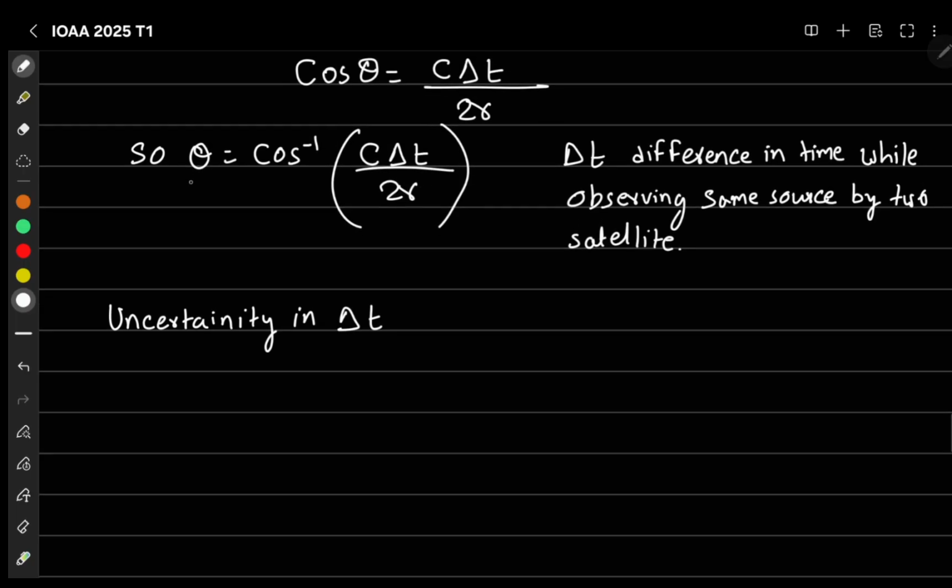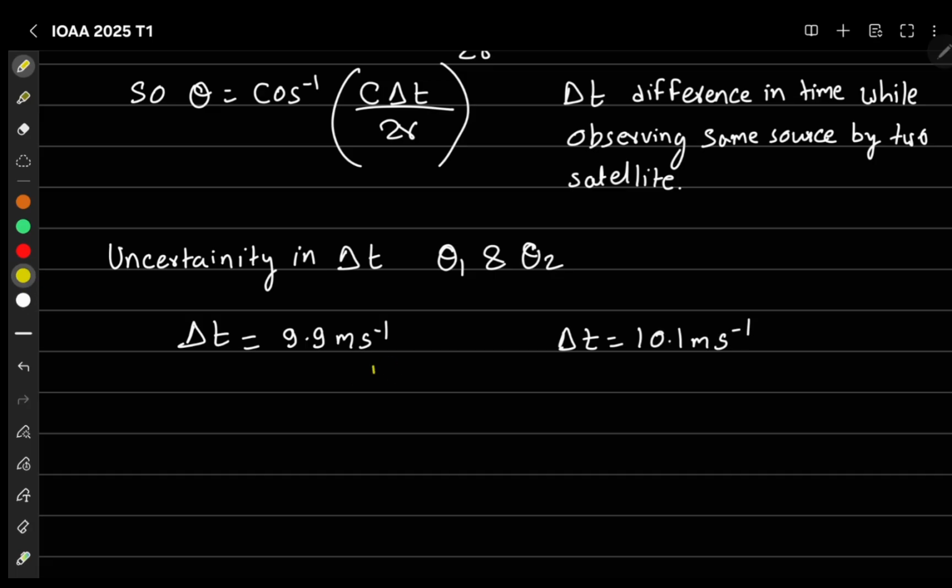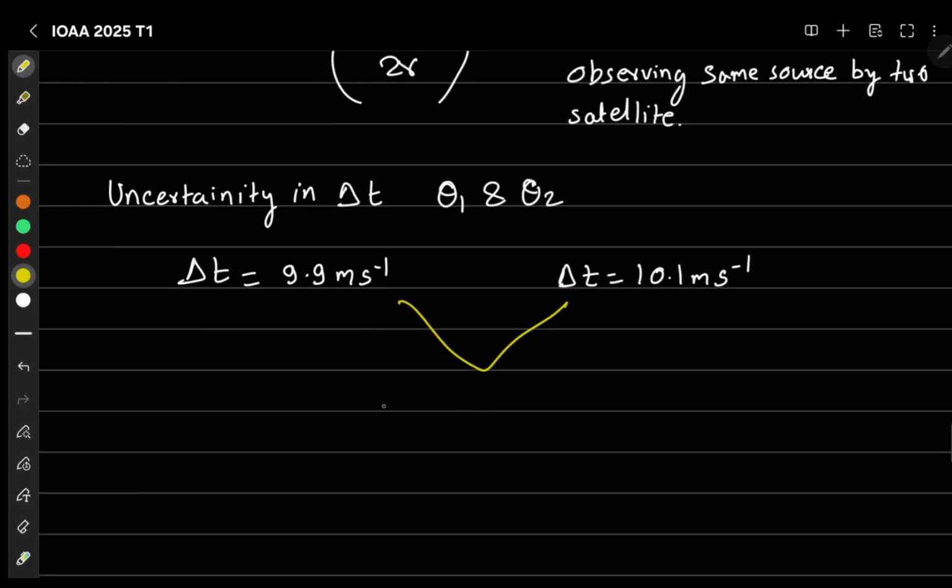So there must be some theta 1 and theta 2 present, which get associated because of the uncertainty in delta t. My delta t can be 9.9 millisecond as well, and because of the uncertainty my delta t can be 10.1 millisecond as well. Because of these two values of delta t, I don't get a single theta, I get a theta 1 and theta 2.